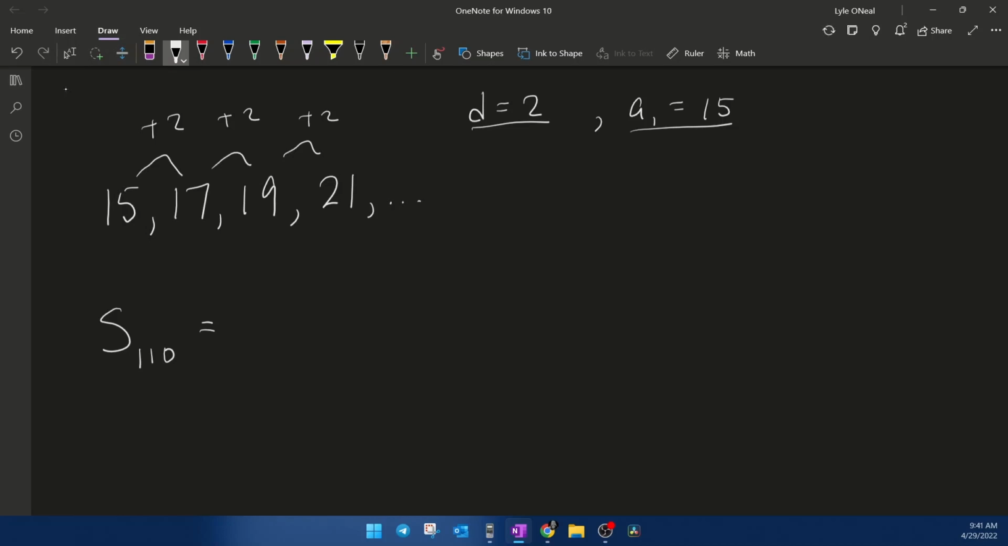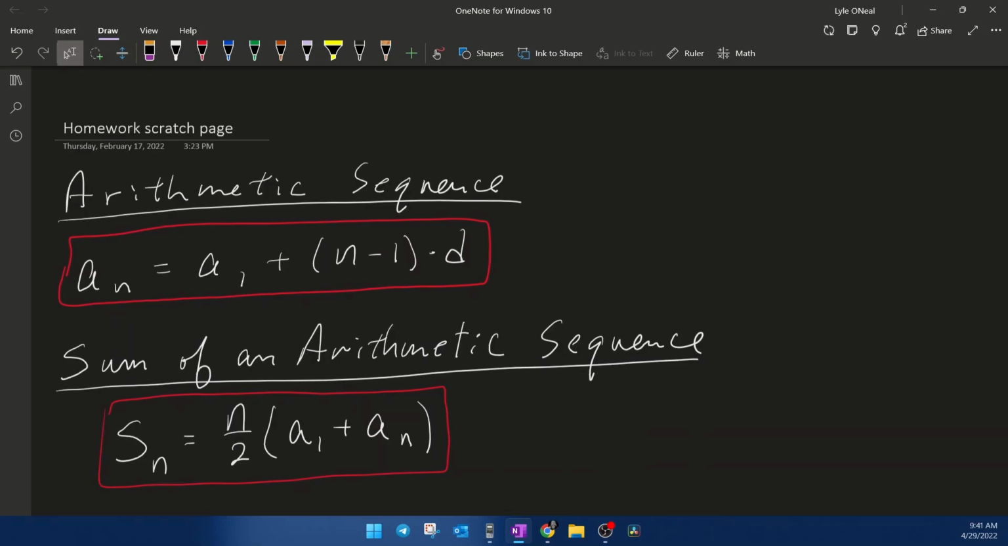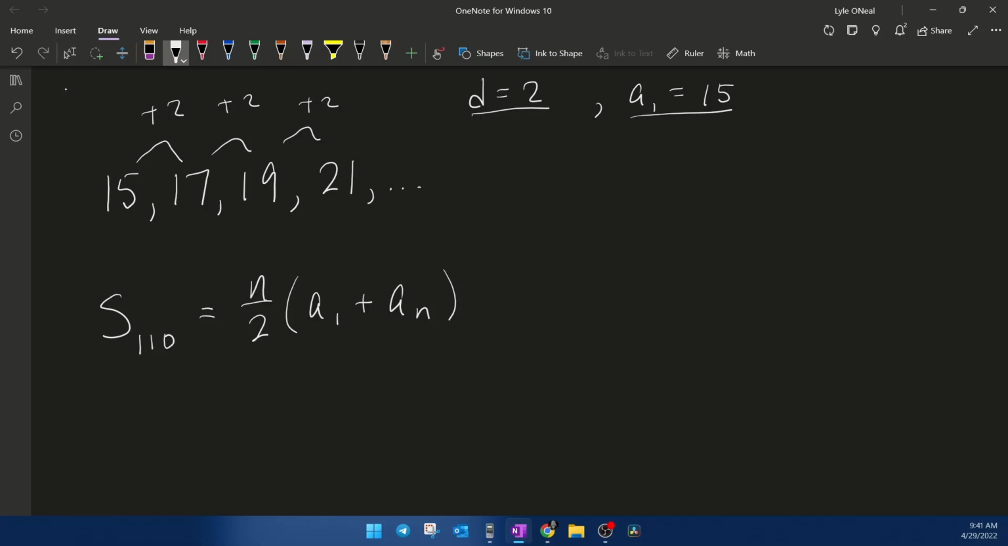Now, they did want me to find the sum, and I do know it's arithmetic, so that means all of these formulas apply, including the sum formula. Let's copy it down. All right, so with our sum formula copied down, we're finding the sum of the first 110 terms of the sequence, and that number is n. n is 110. a sub 1 I know is 15, and if this n is 110, so is this n here, which means I'm going to need the 110th term.